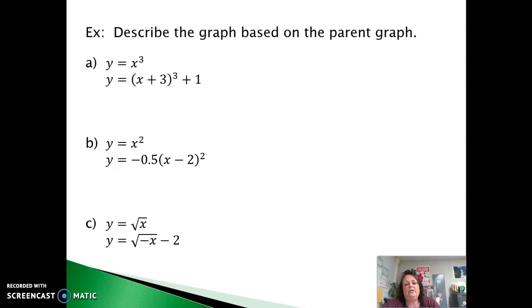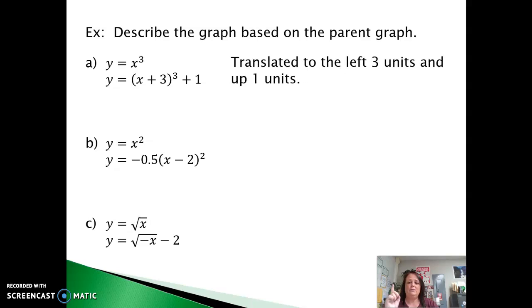So if we take a look at this, we want to describe the graph based upon the parent graph. So the first graph, the y equals x cubed, that is the parent graph. So the second one is talking about 2 translations. So the plus 1 is vertical. It's outside the parentheses. So I translated up 1 unit. But on the inside, we have to talk about what value of x would make those parentheses 0. So if I set x plus 3 equal to 0, that would be negative 3. So that means we have to go to the left 3 units and up 1 unit.